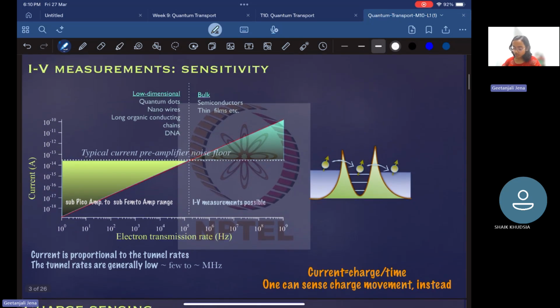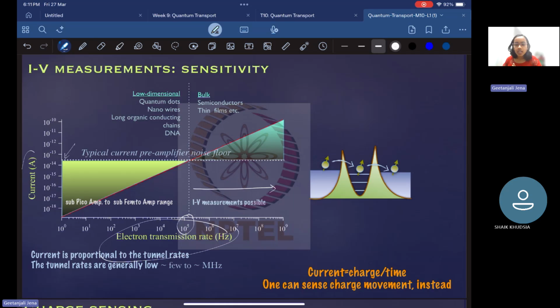If you look at this slide, it basically tells us about the different regions where the device can operate to show you a charging and discharging event. In this graph, this is the current versus the electron transmission rate. Around the frequency 10 to the power 5 hertz, and beyond it, you can see that for this device the noise floor is between 10 to the power minus 13 to 10 to the power minus 14.